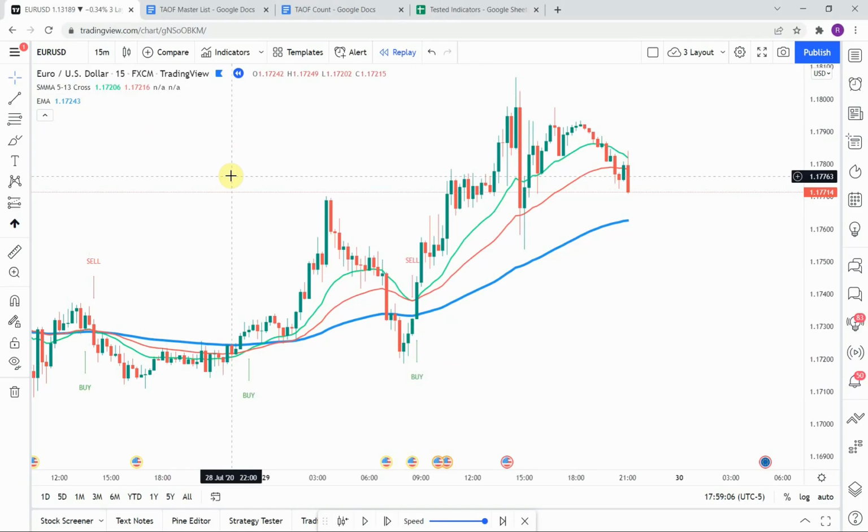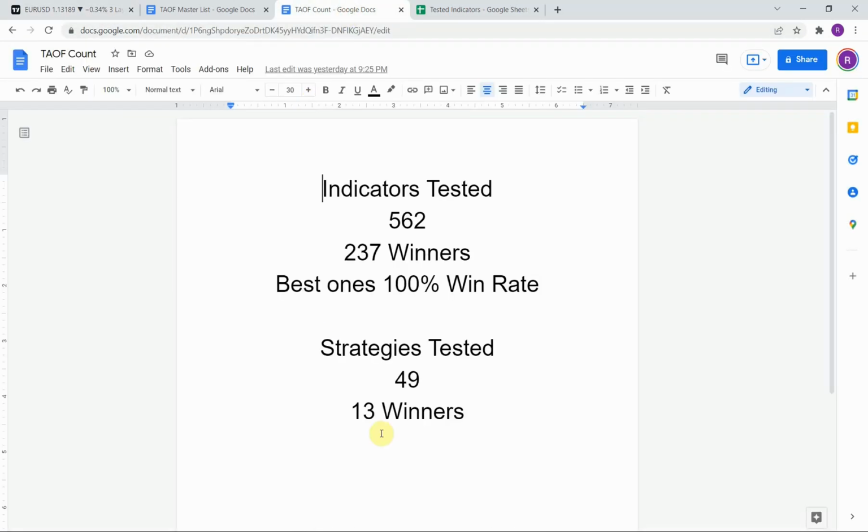Alright, as I said, today we will be testing a 15-minute trading strategy. Before we do though, I wanted to put the testing scoreboard up for everyone to see. So to date, we have tested a total of 49 different strategies. This one will be the 50th, with 13 of them being profitable. We've also tested a total of 562 indicators, with 237 of them being winners. The best ones so far were able to achieve a 100% win rate. Now you need to go back and watch those videos to understand the context of how they were able to achieve that. So go back and watch those videos and see what you can get out of those winning indicators. And keep in mind that we test all these strategies and indicators on the Forex market, but they can be applied to just about any market universally.